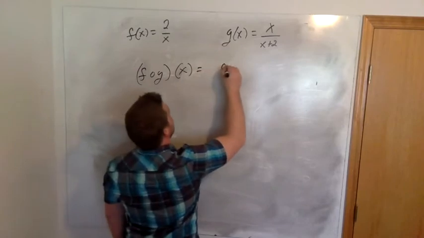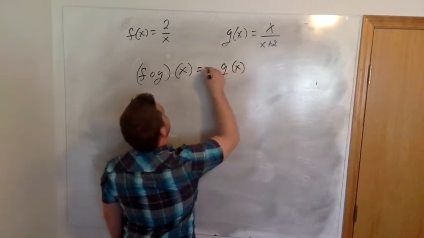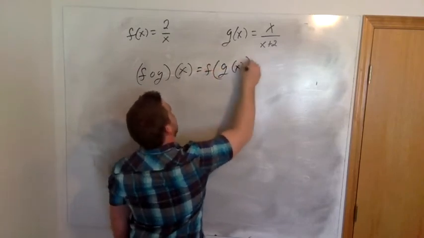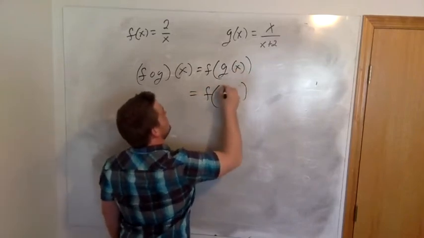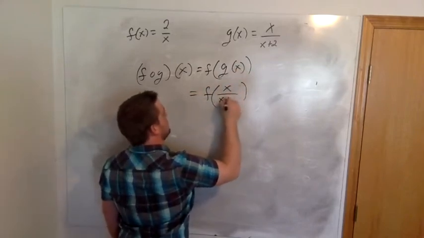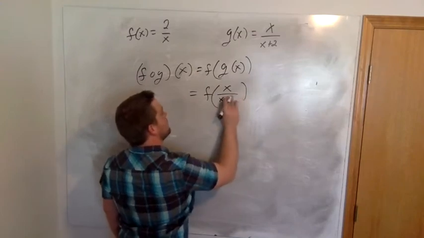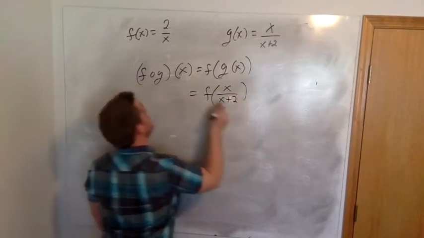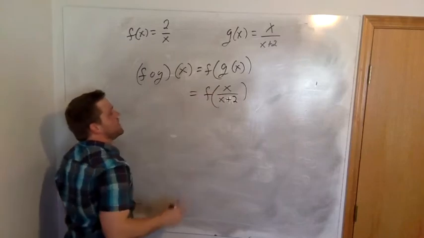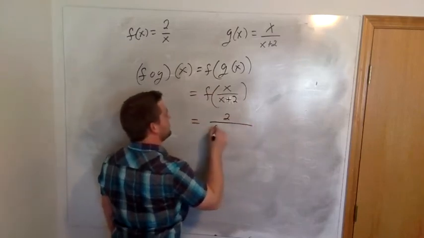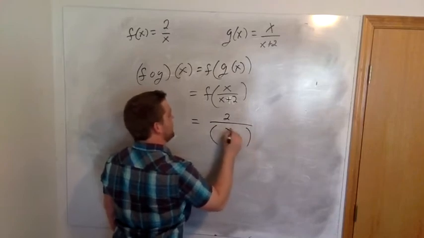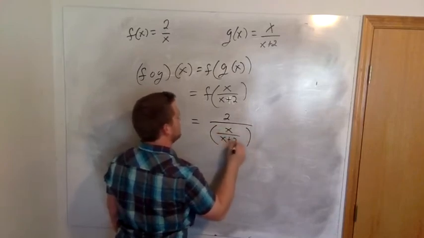So what are we doing? We're taking the outputs of g and we're feeding them into f. So what is g? g is x over x plus 2. So wherever I see an x in f of x, I'm going to replace the x with an x over x plus 2. So 2 all over, in parentheses, x over x plus 2.